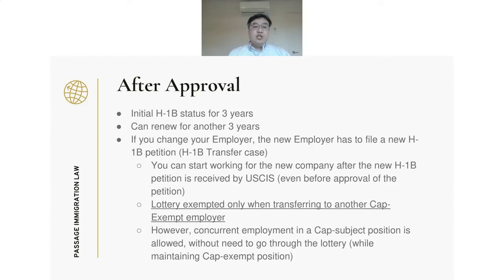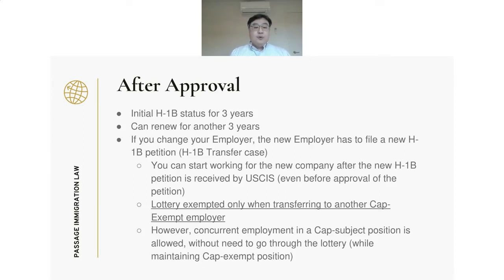In a transfer case, generally, you can start working for the new company after the new H1B petition filed by the new employer is received by USCIS. And the second part is important. I explained the difference between cap subject and cap exempt, and the lottery is waived for cap exempt cases.